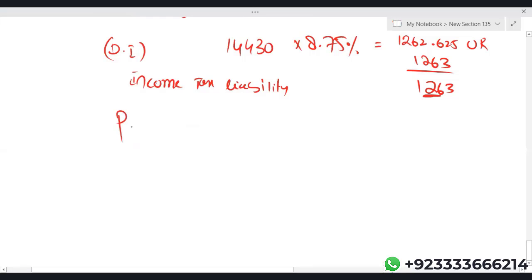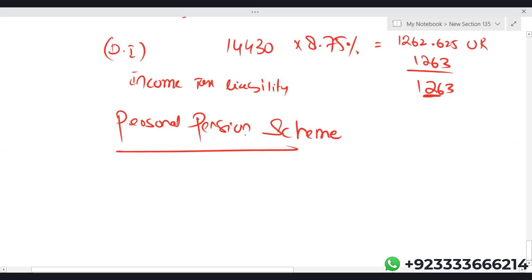Personal pension scheme. A very simple example is, personal pension scheme means like I'm talking about an insurance policy. So if an individual has taken the personal pension scheme, what are the tax implications? What are the tax consequences?